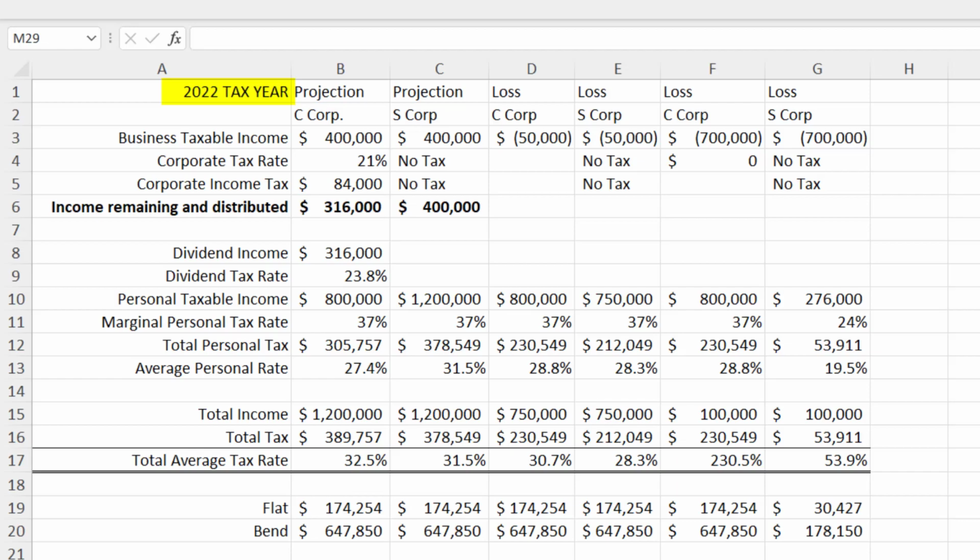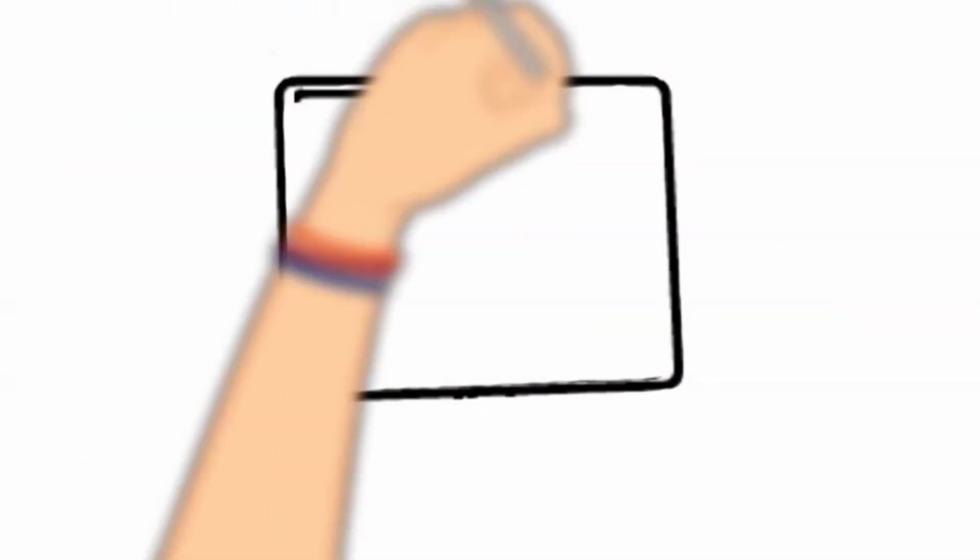But I just wanted to run through this scenario for you and show you an analysis of how the taxes might compare from a C corporation to an S corporation. And that's the end of this chapter.